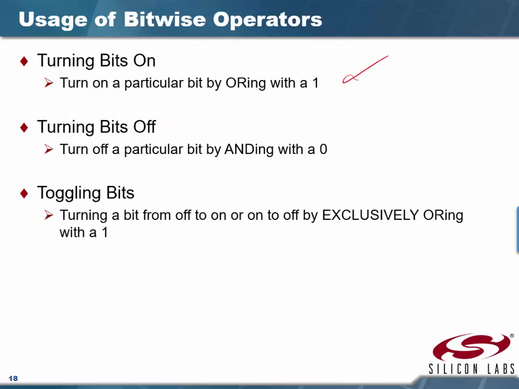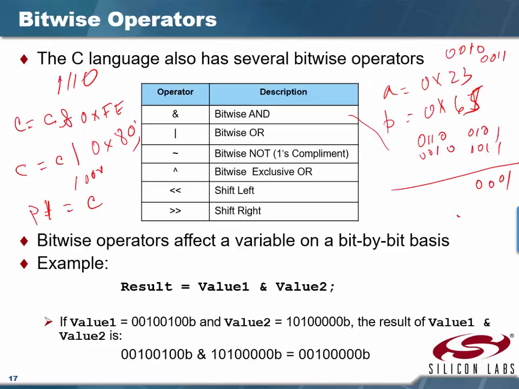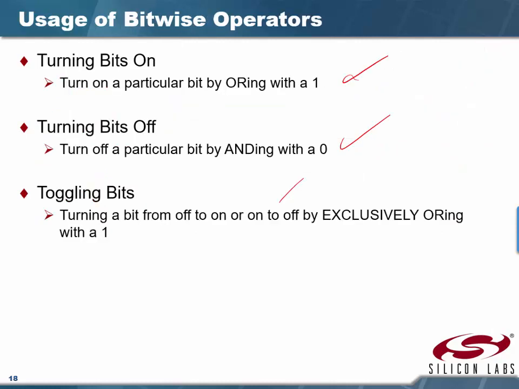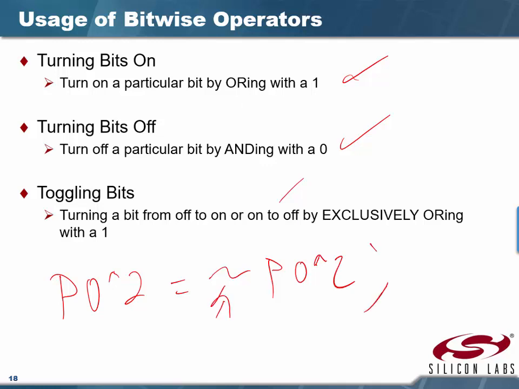Usage, I've already covered turning bits on and off, and toggling bits. I have not talked about toggling bits, but we could toggle a light. So for example, if our LED is on and I wanted to toggle it, I could simply say port 0.2 is equal to the complement of port 0.2. And this says that port 0.2 bit 2 is equal to the opposite of whatever port 0.2 is now. So that turns the LED on and off. So it's fairly simple where we're using the bitwise operator in order to do that.